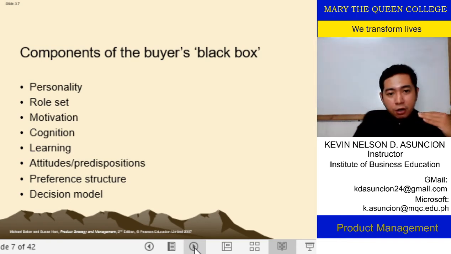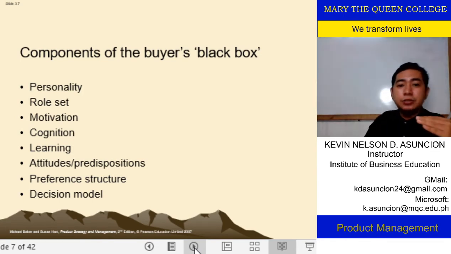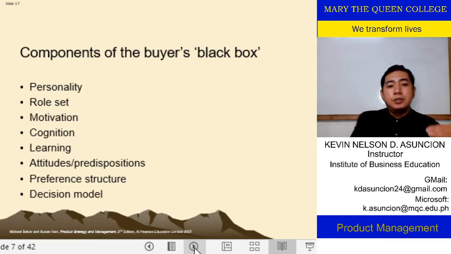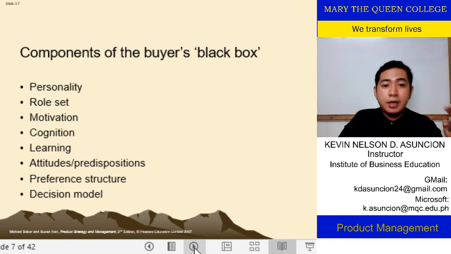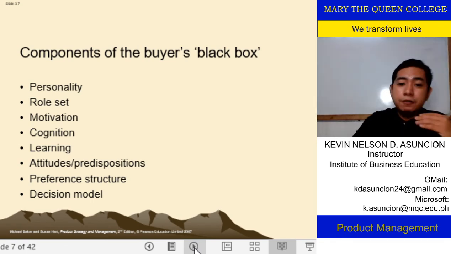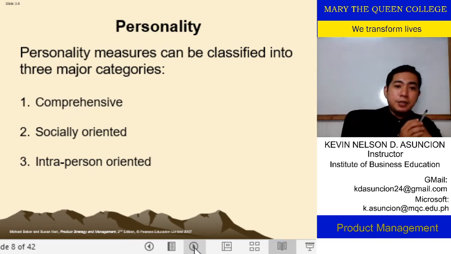Whenever you learn of something, it's affecting your behavior. And then your attitudes and predispositions, preferences and preference structures and your decision model. Of course, ang mga tao ay merong iba't ibang klase ng model of decision making. Okay? So, first is the personality.